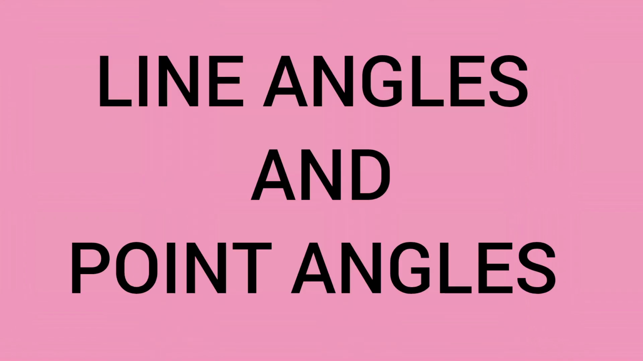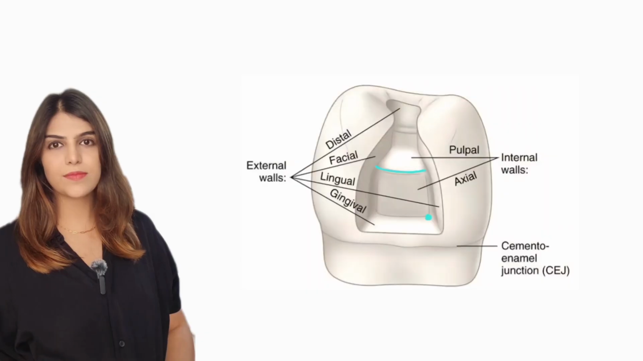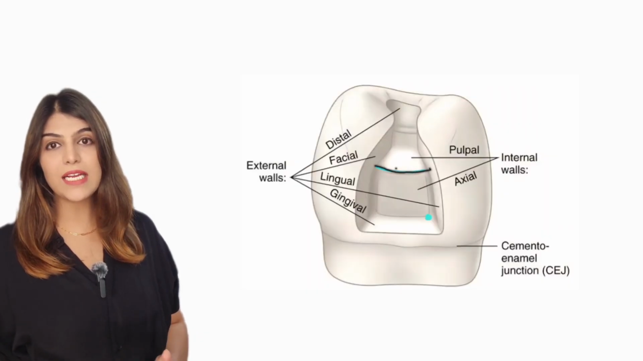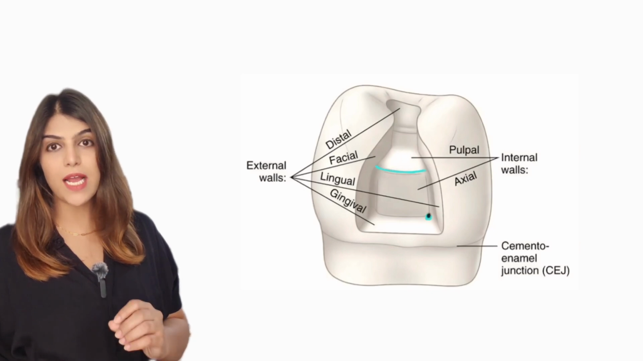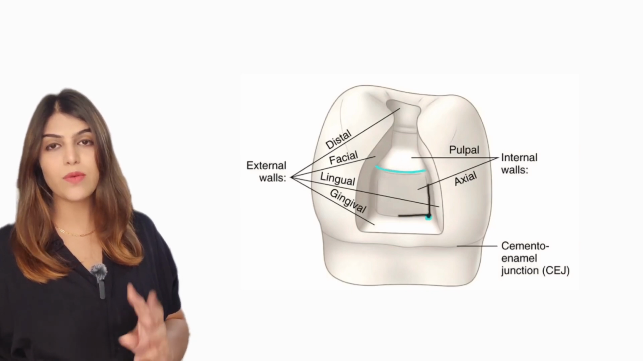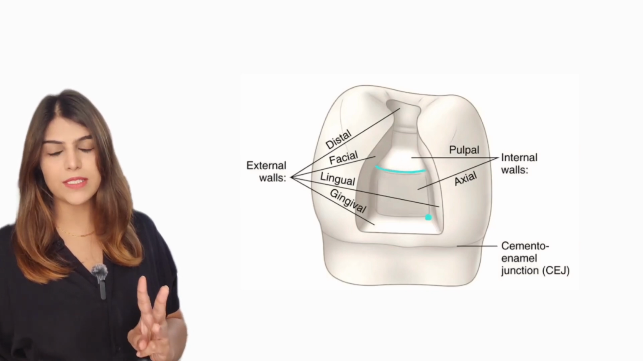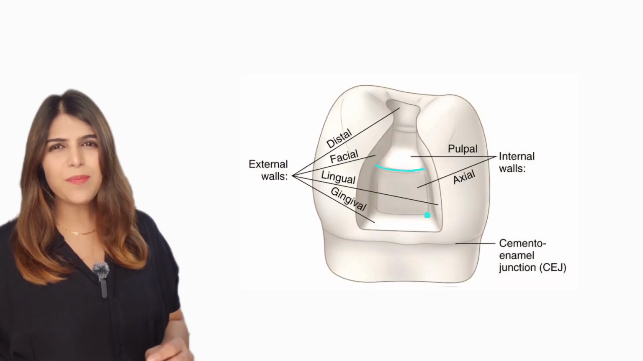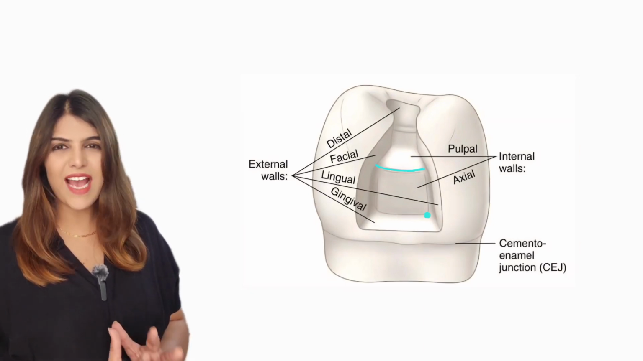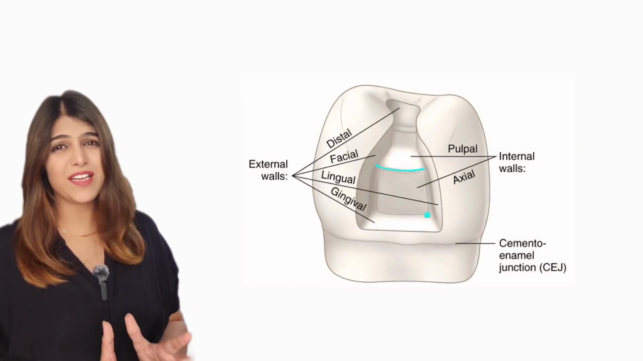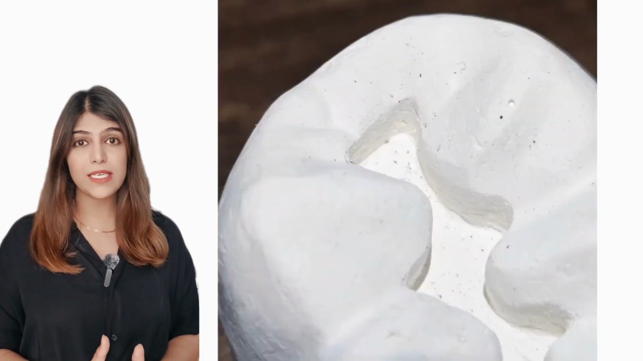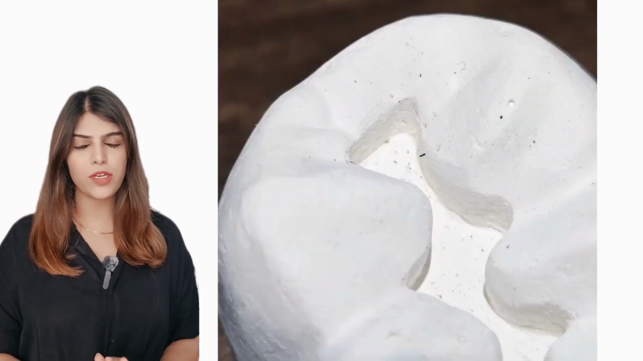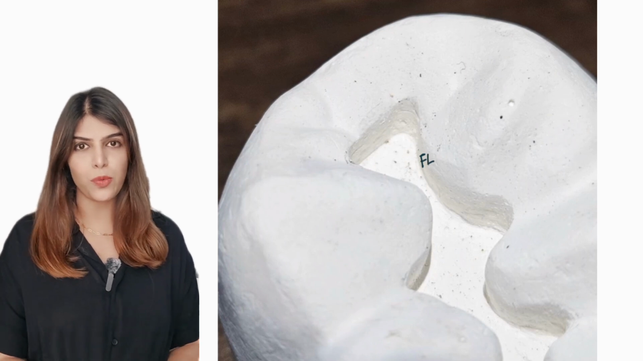I'm Dr. Hani and today we will learn about line angles and point angles. By definition, a line angle is a junction where two walls of the cavity meet, and a point angle is a point where three walls of the cavity meet. Now, naming them can be really scary and confusing and frustrating at times. So let's simplify it. Naming line angles and point angles is super easy once you know it.